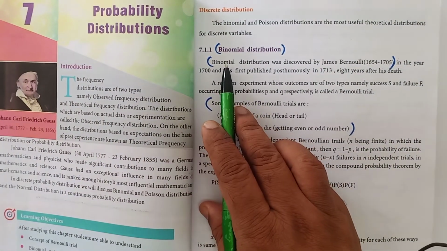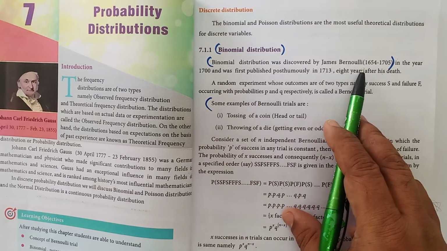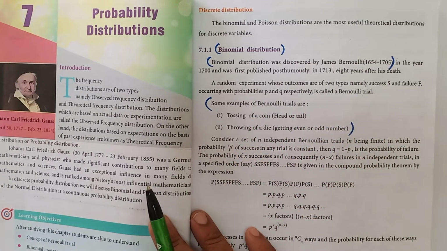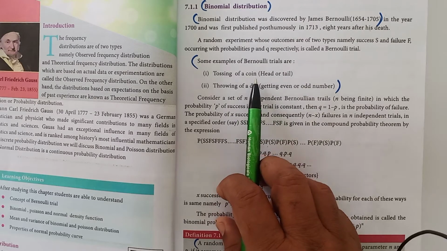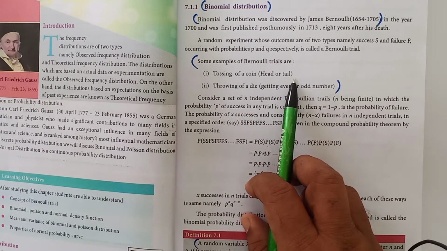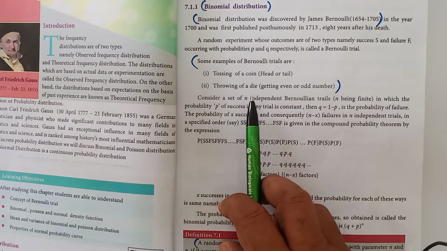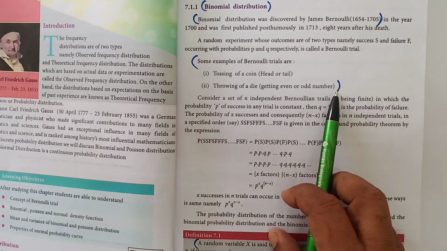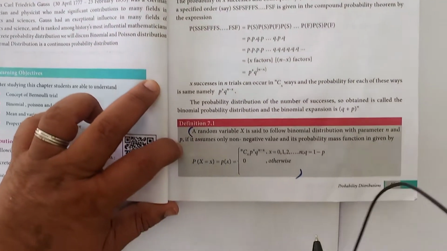Bi means 2. So binomial distribution was discovered by James Bernoulli, so another name is Bernoulli's distribution. Some examples of Bernoulli trials are tossing of a coin, where we get either head or tail, two chances. That is the meaning of bi. Throwing of a die, we get either an even number or an odd number, two chances.